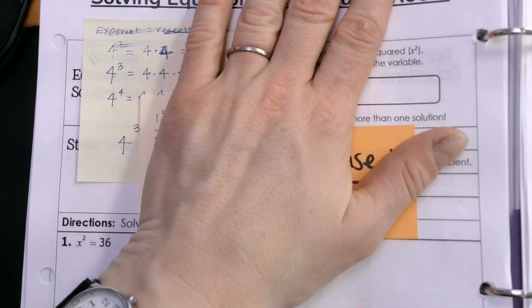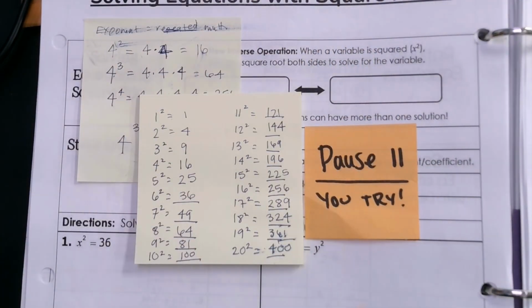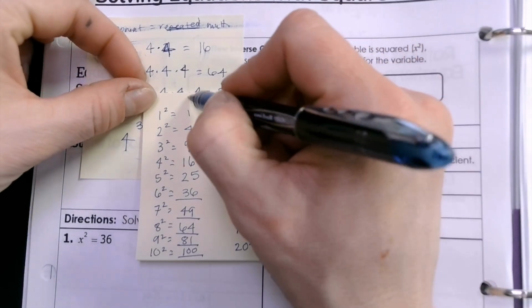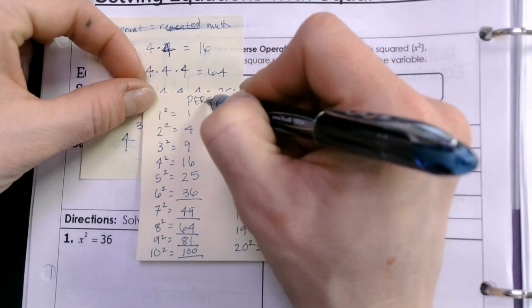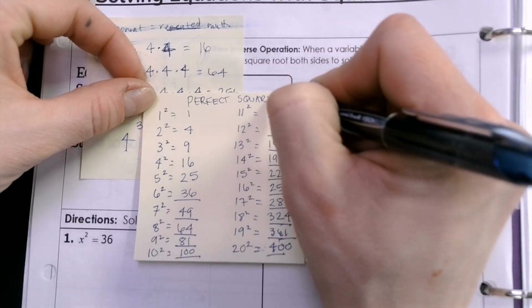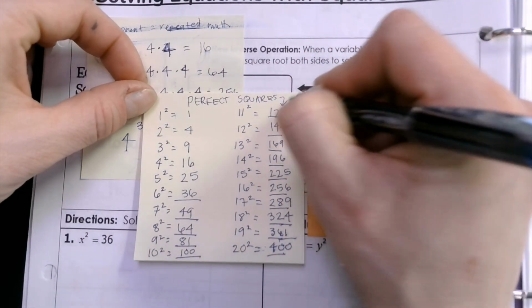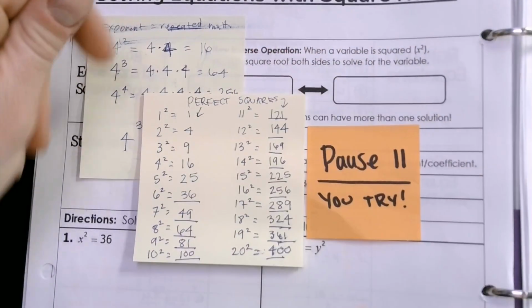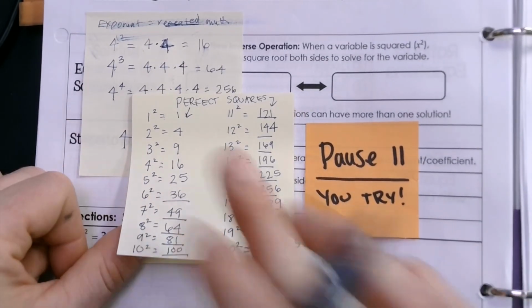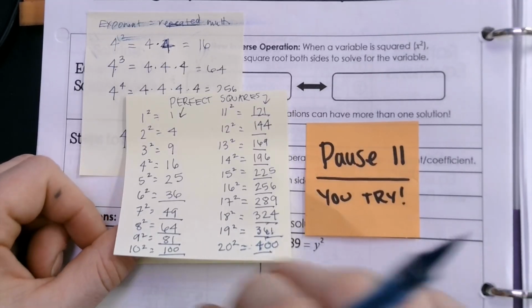Okay, you got them all? Here they are. So all of these numbers are called perfect squares, because they are a square. They are a number times itself. So that's the thing that we want to be able to recognize as well.